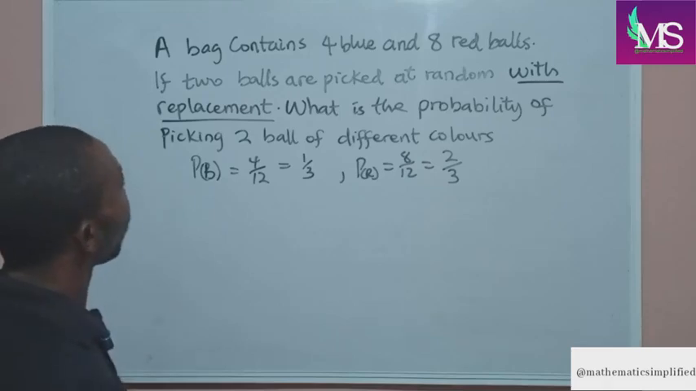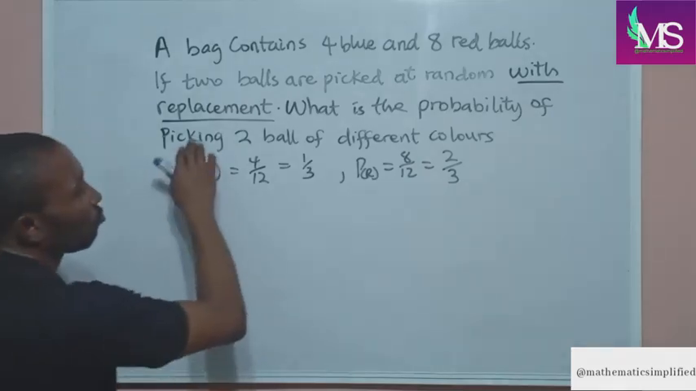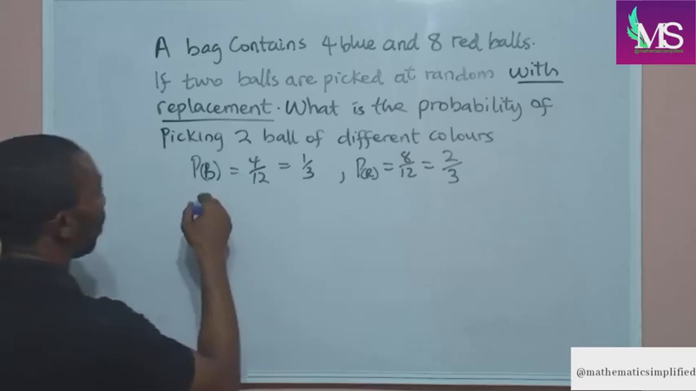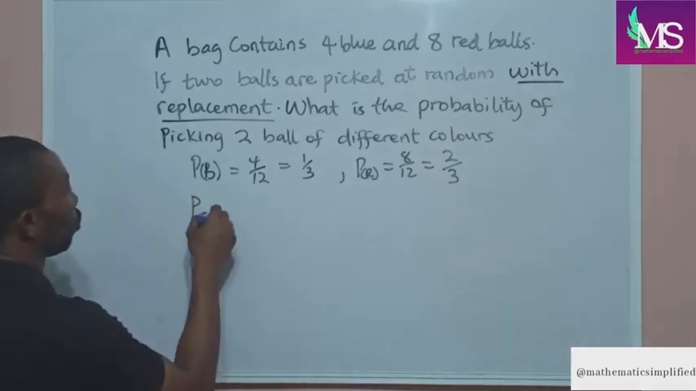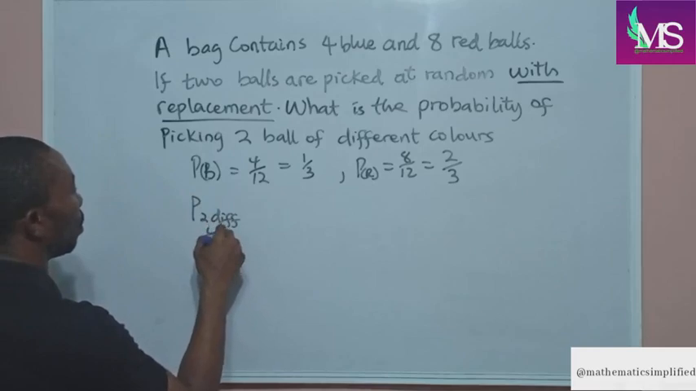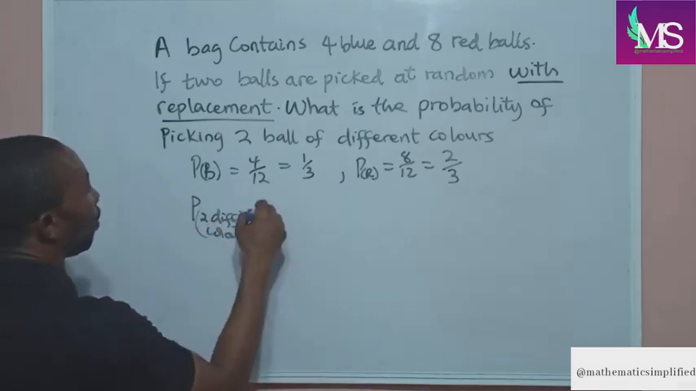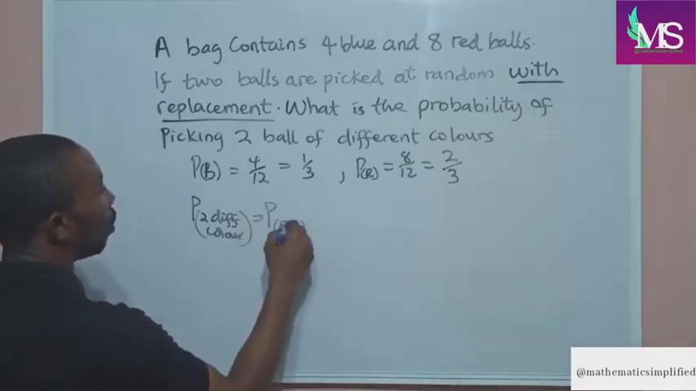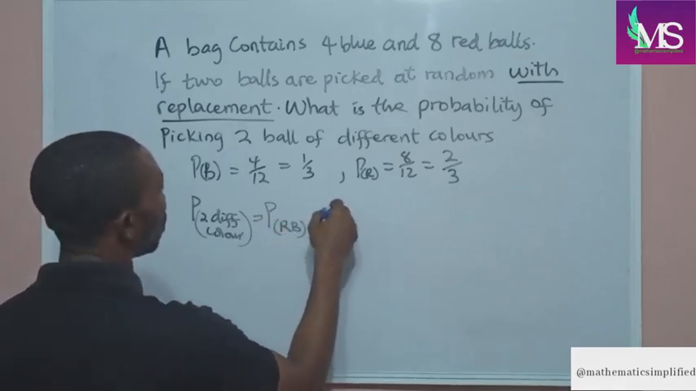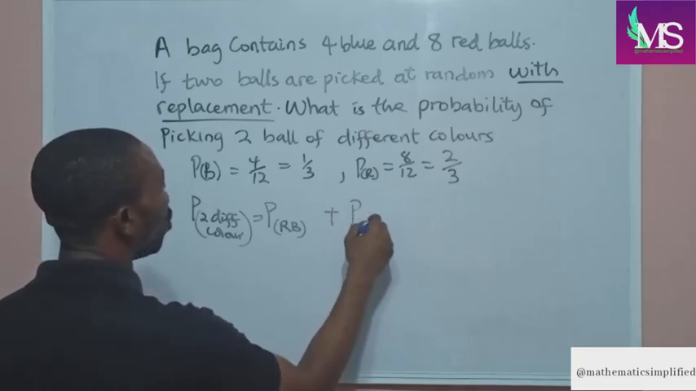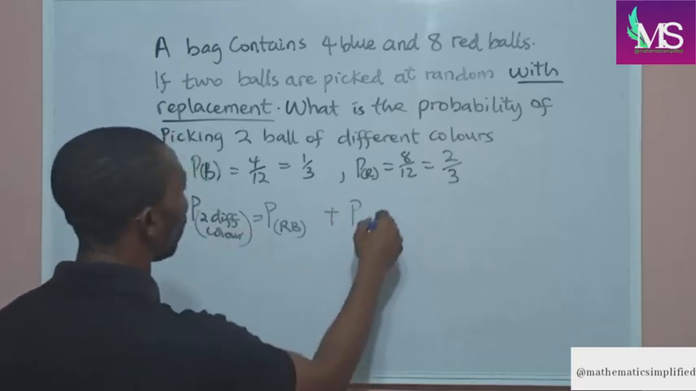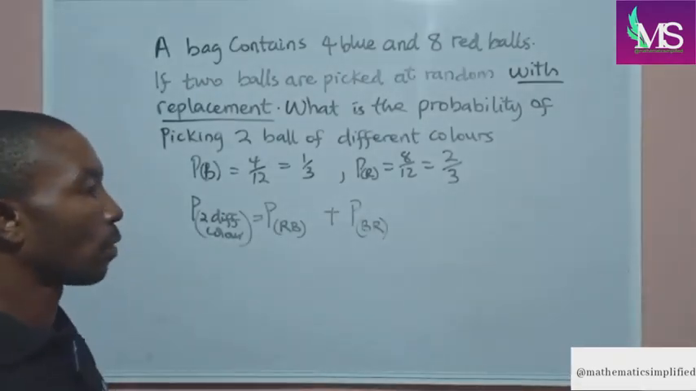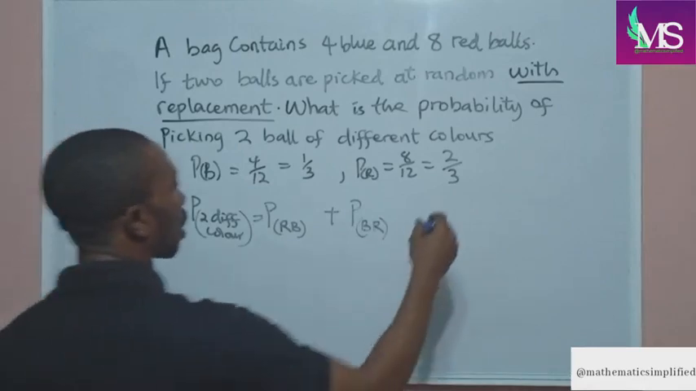Alright, now let's find the probability of picking 2 different colors. Our probability of 2 different colors will become the probability of picking a red first and a blue, plus the probability of picking a blue and a red. Now, how do we find these probabilities? We can use our tree diagram. Let's look at our tree diagram.